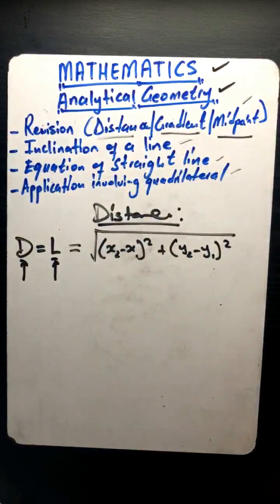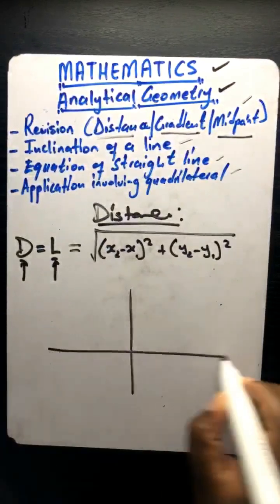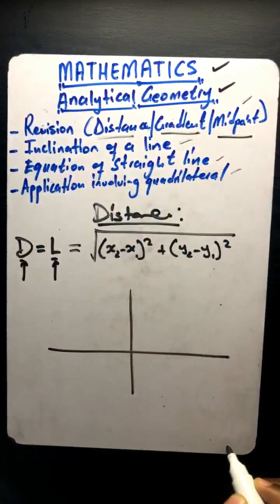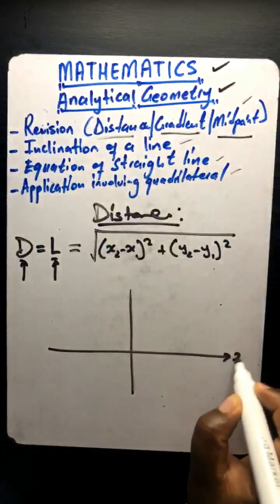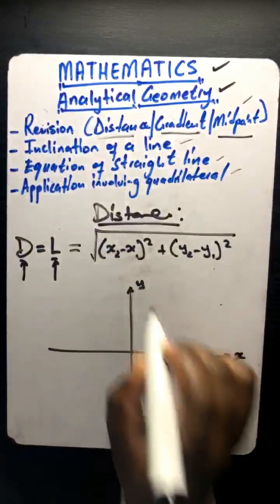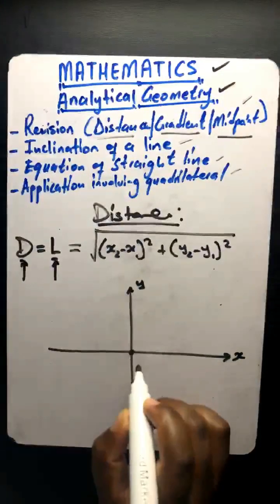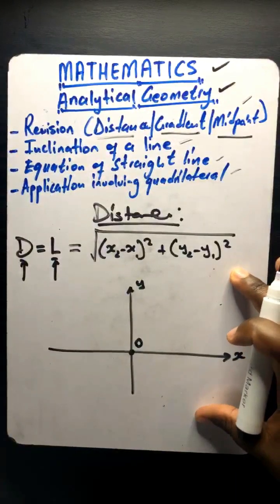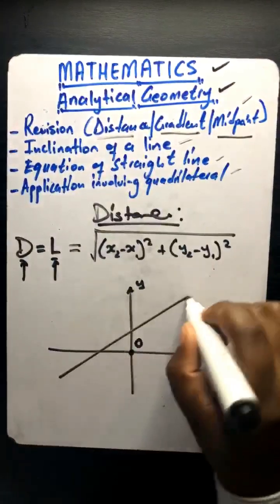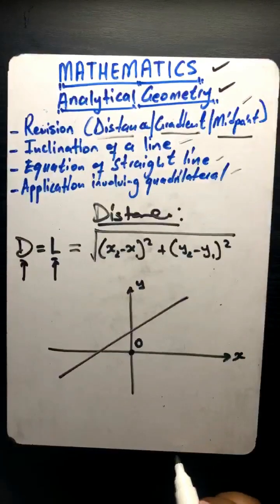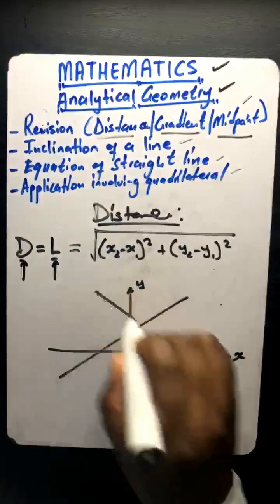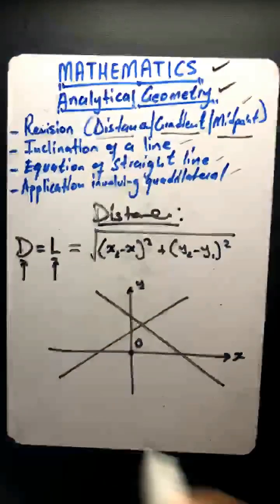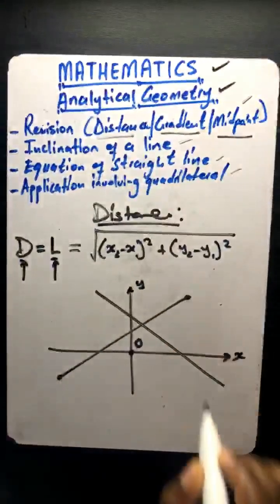So the distance or the length, let's do an example. Remember, we plot functions or lines on a Cartesian plane. What is a Cartesian plane? A Cartesian plane has the x-axis and also the y-axis, and this point is called the origin. This is what we call a Cartesian plane. On a Cartesian plane, you can draw a straight line, something similar to that. You can also draw a straight line, something similar to that. Let's say from this point up to that point.